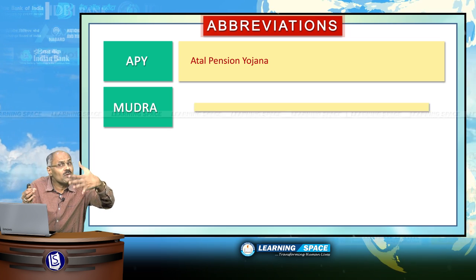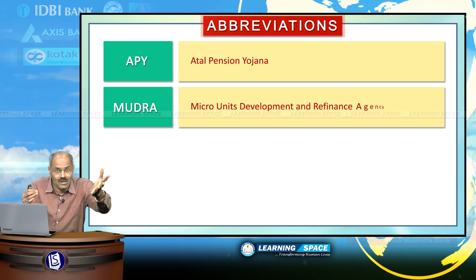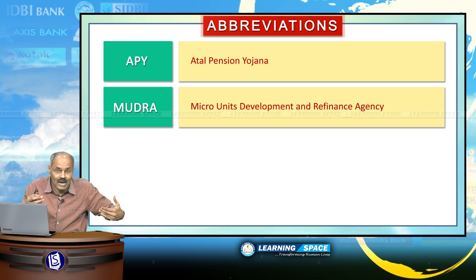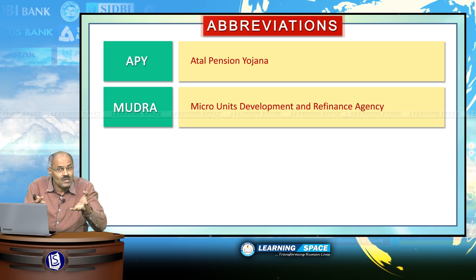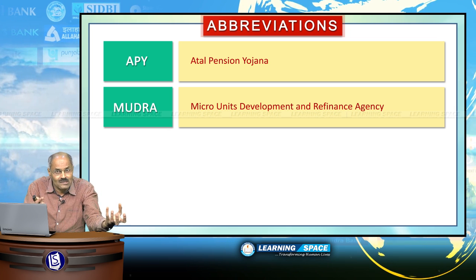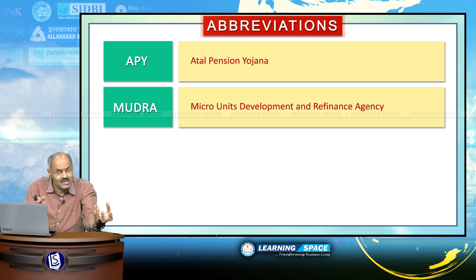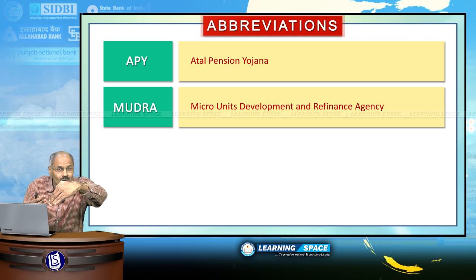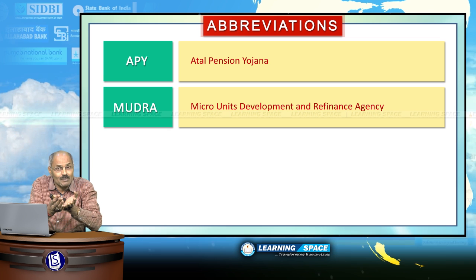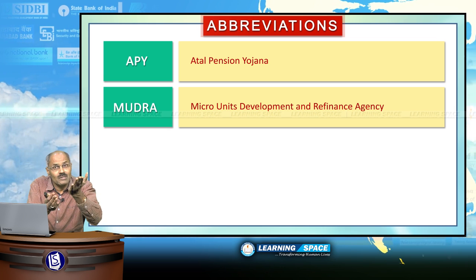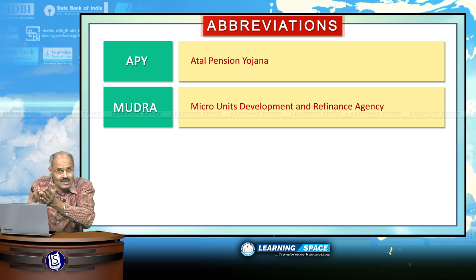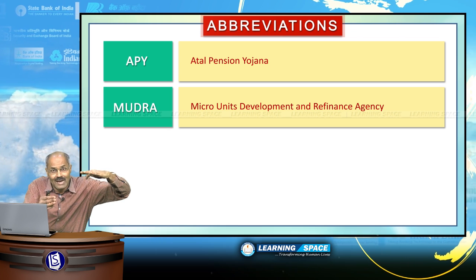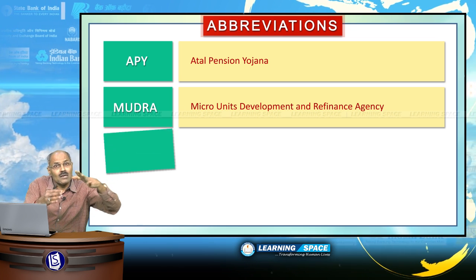Mudra is Micro Units Development and Refinance Agency. This is basically with a view to support micro enterprises and informal organizations. For them, getting finance is very difficult in the organized financial system, and accordingly this Mudra concept was devised. The maximum limit kept at present is rupees 10 lakhs for each and every enterprise.